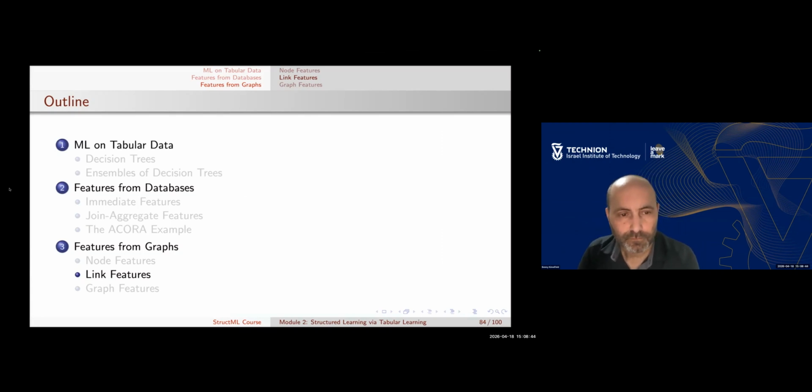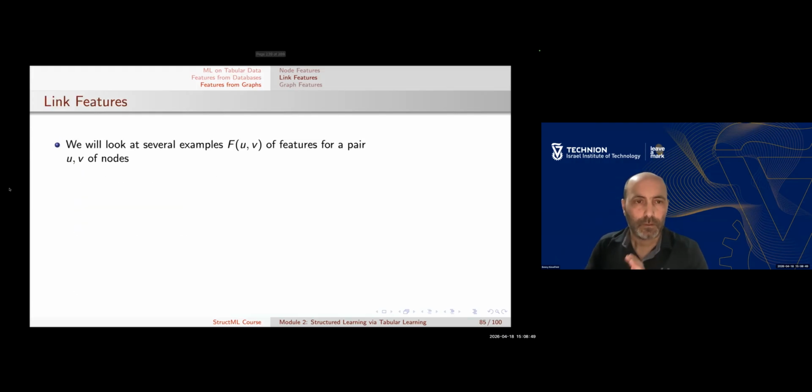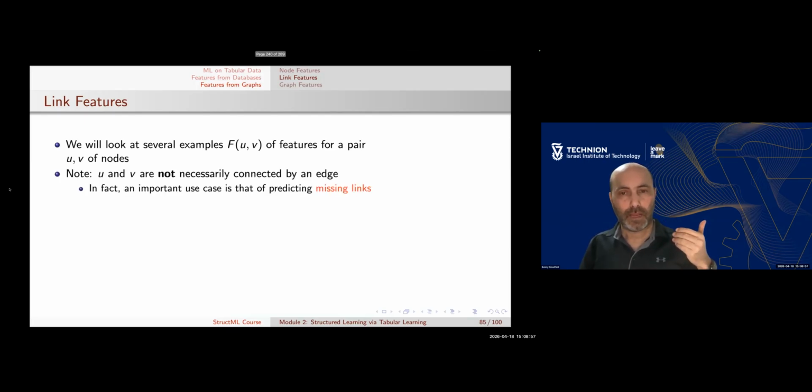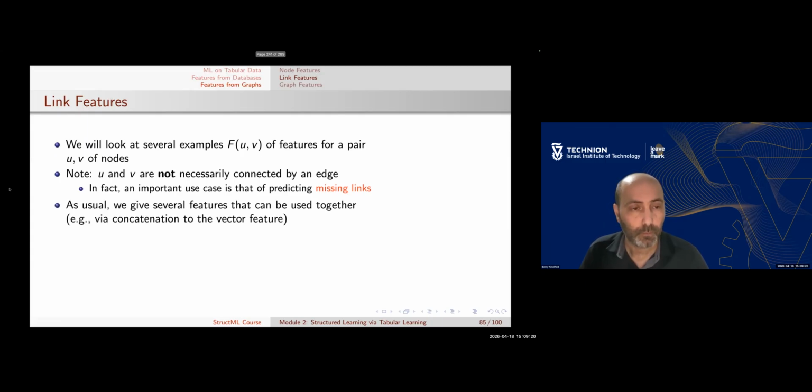We continue with graph features, and now let's talk about link features. Our features have the form f(u,v). U and V are nodes, and I remind you that V and U are not necessarily connected by an edge. They are not necessarily neighbors, and in fact, it is important. It is an important case when they are not connected, because one of the use cases of machine learning is to predict or identify missing links. So it is actually important.